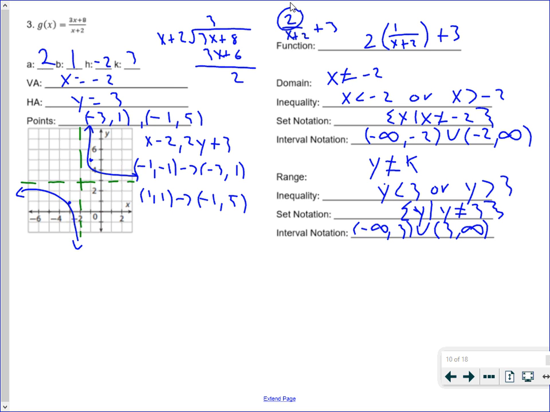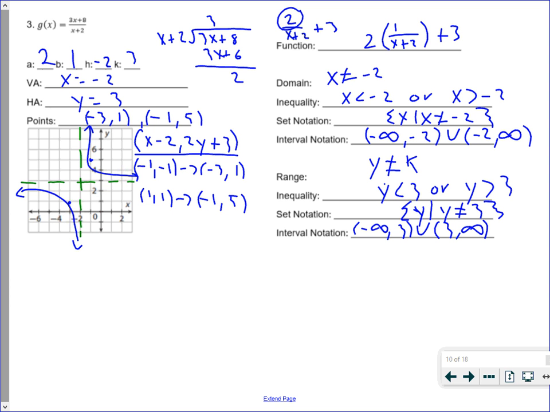Our vertical asymptote is x equals h, in this case x equals -2. Our horizontal asymptote is y equals 3, since our k is 3. And if you figure out what our transformation rule is, this is what we should get right here. That's our transformation rule for this problem, x minus 2, times 2y plus 3. When we plug in our two reference points, -1, -1 and 1, 1, we end up getting -3, 1 and -1, 5. And when we graph our function, we should get something that looks like this.